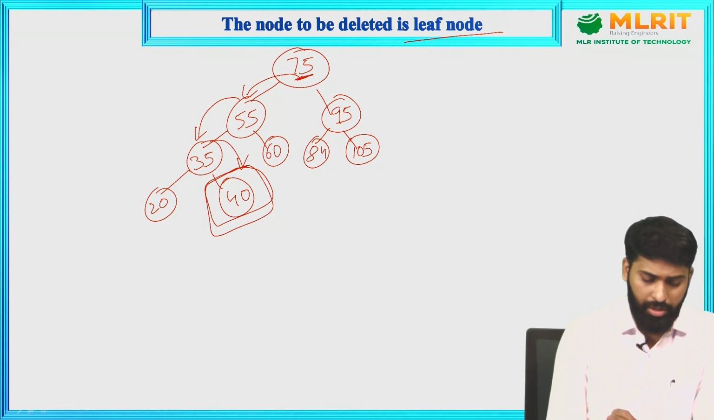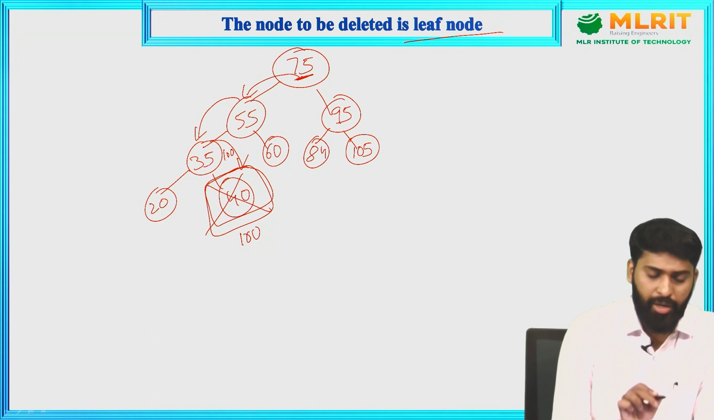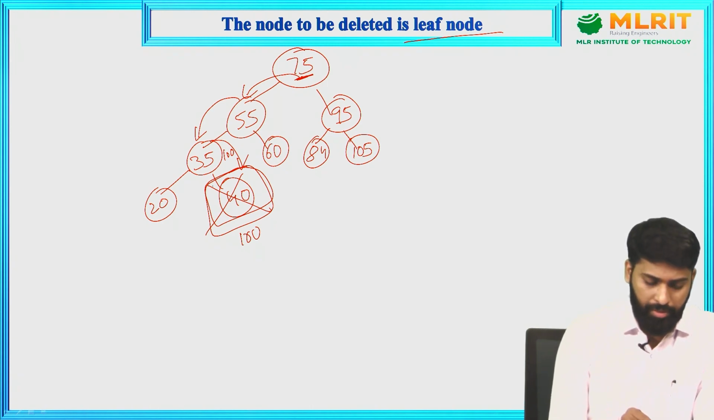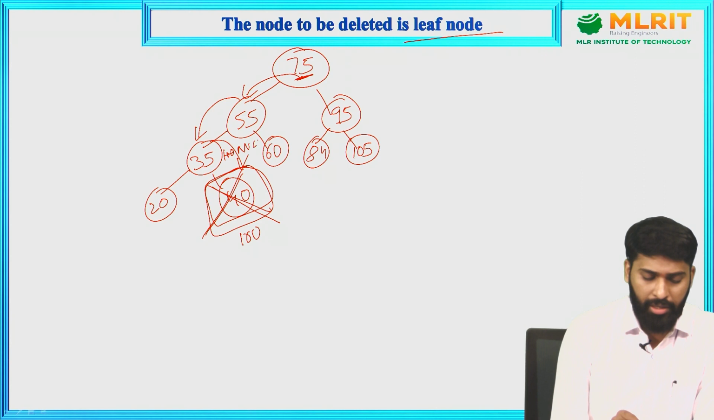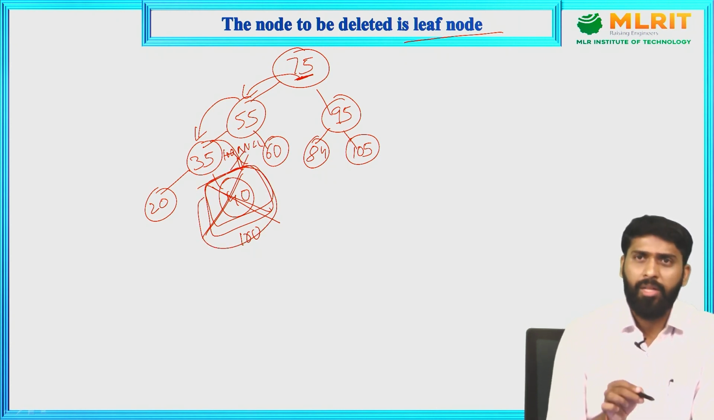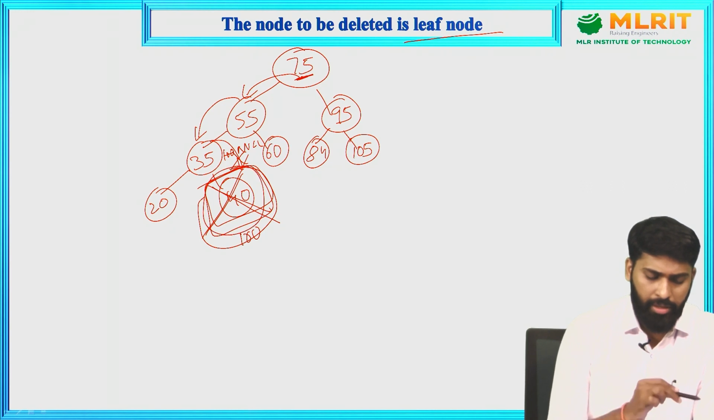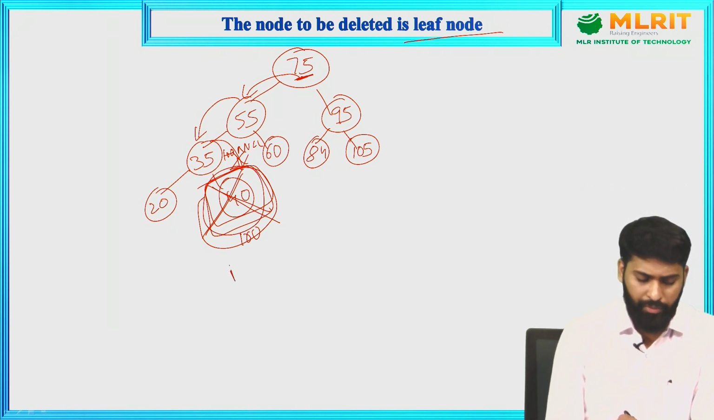Okay, now this 40 I want to delete. Let us assume the address of 40 is 100. That address is already stored as the right of 35. Now when we delete this, we make the right side of 35 null. Once 35's right side is null, this connection is terminated. After that we delete this node using the free function, that is it.